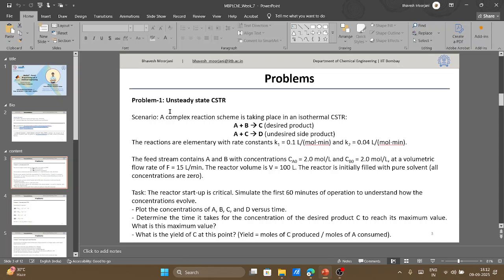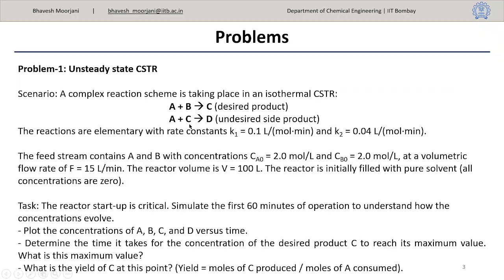In the first problem, we again have an unsteady state CSTR problem, where the scenario is that a complex reaction is taking place in an isothermal CSTR. So it's an isothermal CSTR, the temperature is constant. You have A plus B giving C, which is the desired product, and A plus C giving D. Here D is an undesired side product. We don't want that. Now the reactions are elementary.